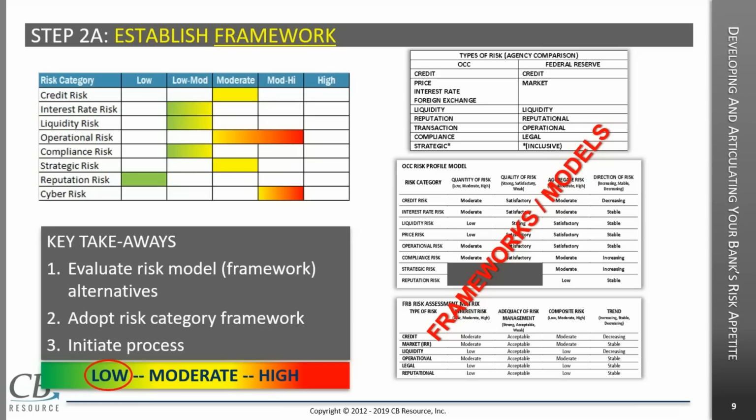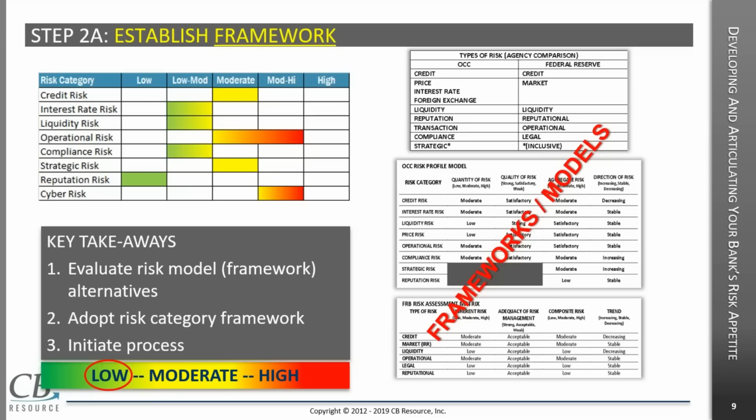Hey, if you want to go with your framework to match your regulator's framework, you could do that. That could make sense. Same with Fed member banks: credit, market, liquidity, operational, legal, reputational. We kind of work with a hybrid that seems to go over well. So we lead with major key risk categories like you see in this heat map: credit risk, interest rate risk, and so on down through cyber risk.